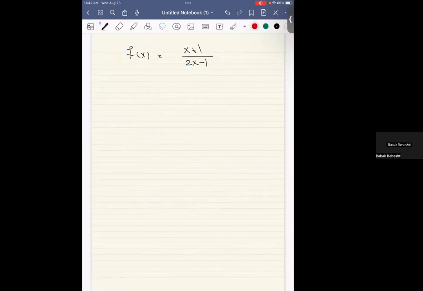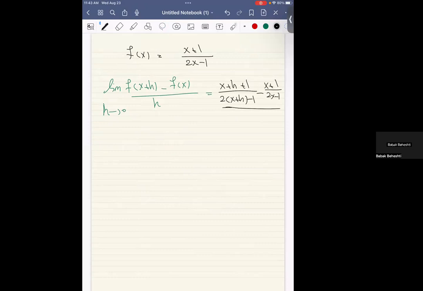So I want to compute the limit of f of x plus h minus f of x over h when h goes to 0. Now, what is f of x plus h? It's just x plus h plus 1 over 2 times x plus h minus 1 minus f of x, which is x plus 1 over 2x minus 1, divided by h, right? So then, the limit of h goes to 0.